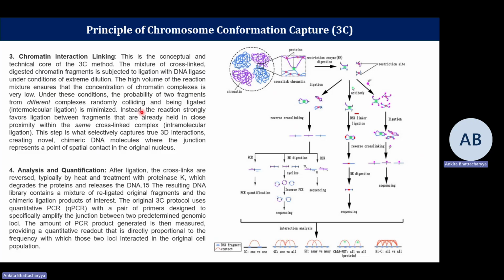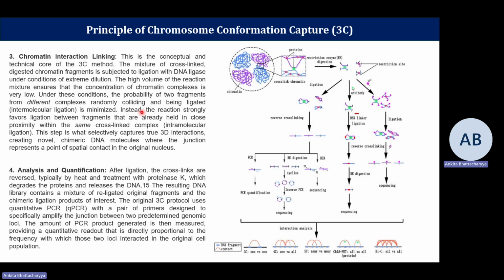Instead, any such transient proximity can be predicted to be regulated by the cell and to be a necessary event. Because you have diluted the reagents to such an extent, non-specific ligation will not take place. As a result, the reaction favors ligation between those fragments which are already in close proximity with each other, which is how you put a checkpoint to ensure that whatever results you're getting are not just fallacies.